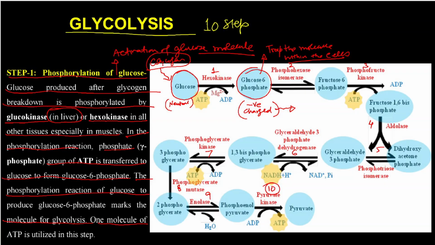Till now we haven't generated a single molecule of ATP. We are using the first molecule of ATP at this first step of glycolysis. So the phosphate group of ATP is transferred to glucose to form glucose 6 phosphate, and the phosphorylation reaction of glucose to produce glucose 6 phosphate marks the molecule for glycolysis. It is the starting of glycolysis, and one molecule of ATP is utilized in this step.